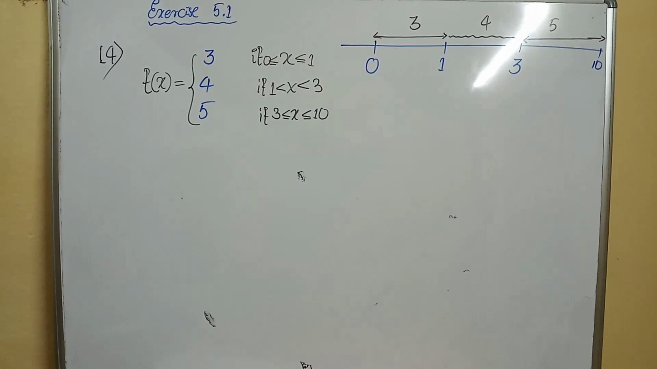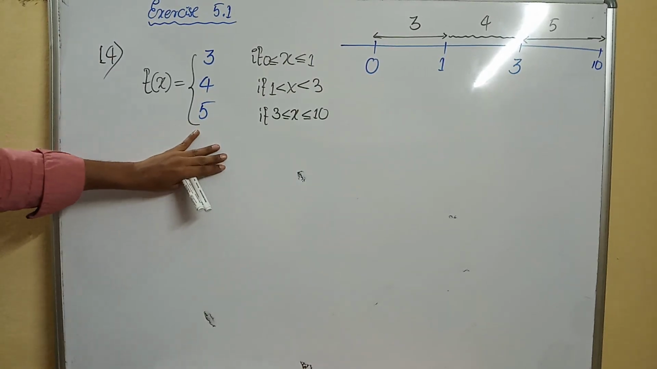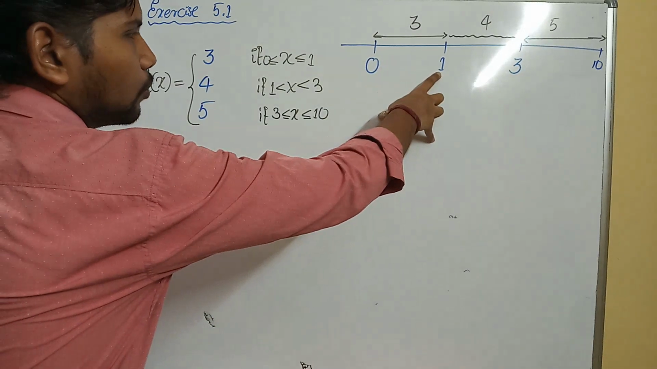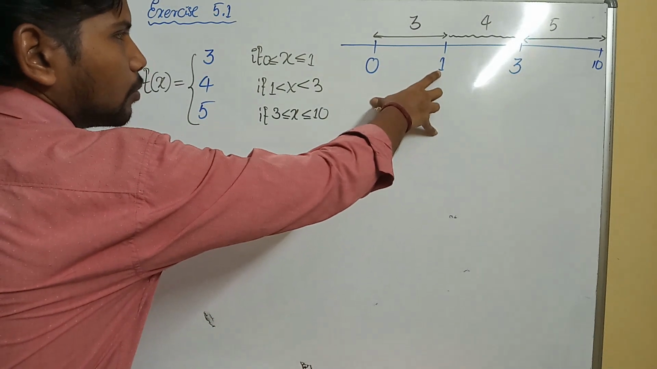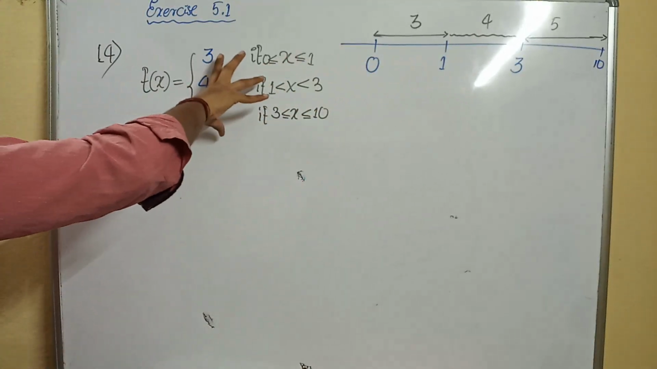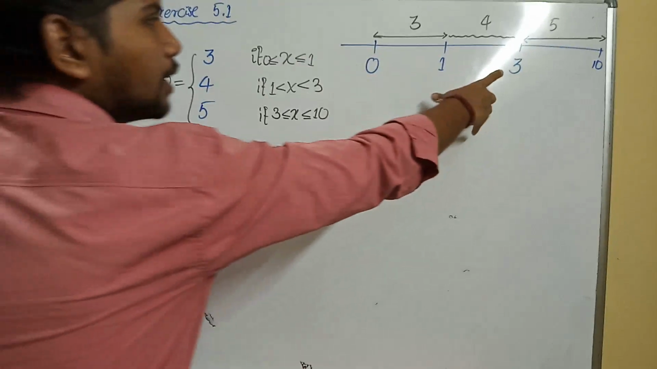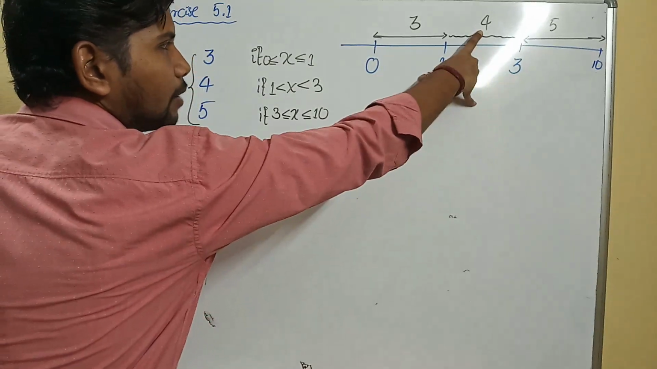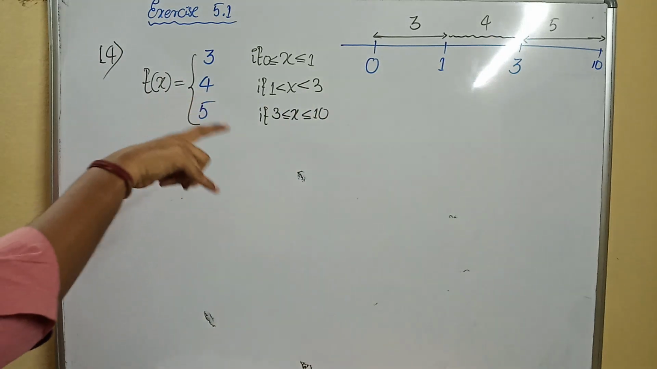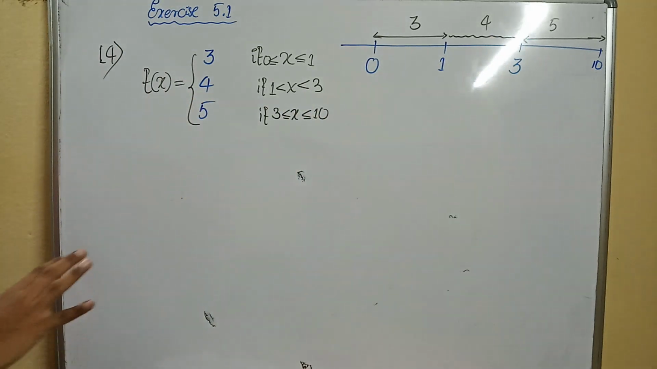Observe the next question. By observing the question only, you can understand whether it is continuous or discontinuous. At exactly 1, I need to check the continuity. What is the 1 minus value? 3. The 1 plus value is 4. I wrote the values on the real number line. What is the 3 minus value? It will be 4. The 3 plus value will be 5. It means LHL and RHL at 1 and 3 are not equal, so it is not continuous.